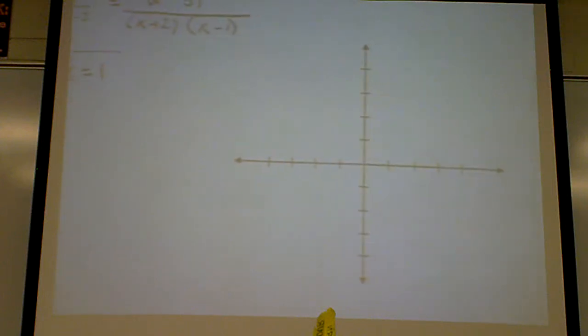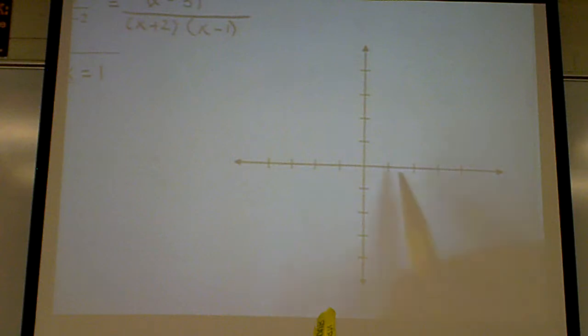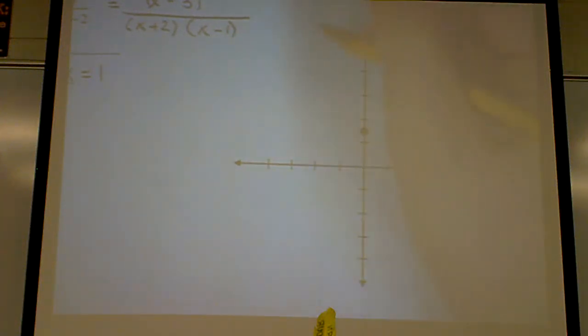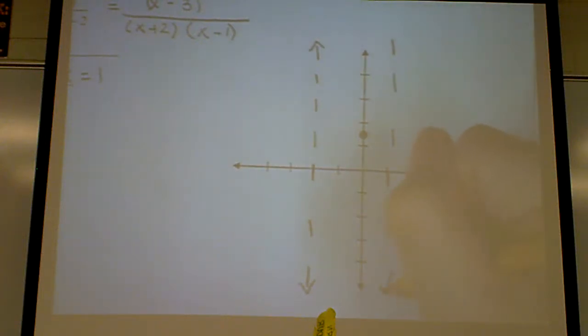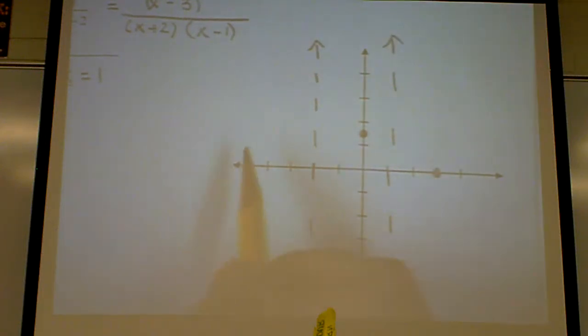So what should I plot on the graph? We have a root at 3. And my y-intercept is 0, 1.5. So that's right here. My asymptotes are at x equals -2 and 1. And I have a horizontal at y equals 0.